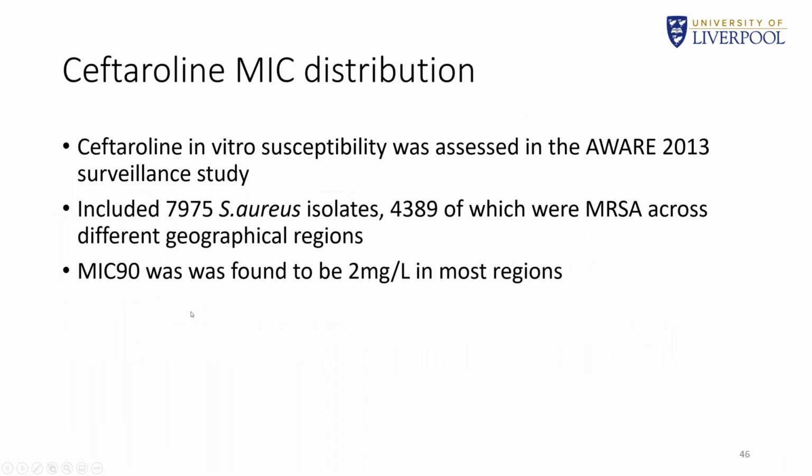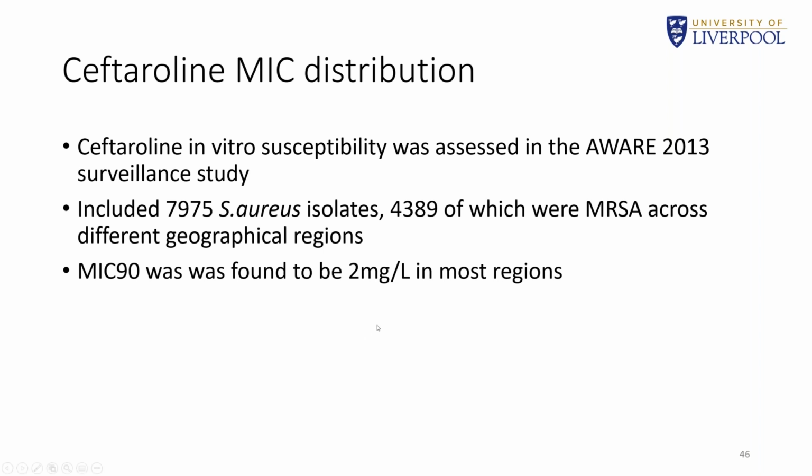The MIC distribution was assessed throughout the development program. One of the largest pools of data was from the AWARE 2013 surveillance study at the time that this analysis was done. This included nearly 8,000 Staph aureus isolates, and nearly 4,500 of them were MRSA across different geographical regions. My take-home message here is that you've got a really large proportion of MRSA isolates within this to really understand your MIC90 that you're trying to target for this drug that's targeting MRSA.